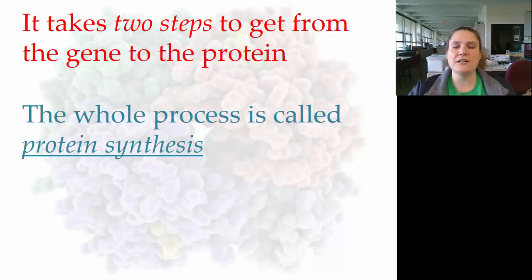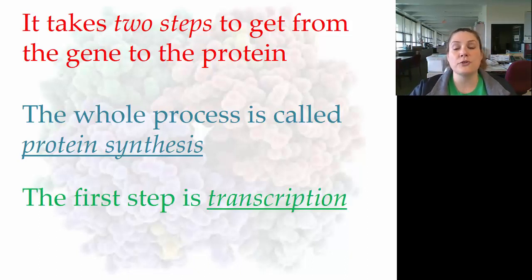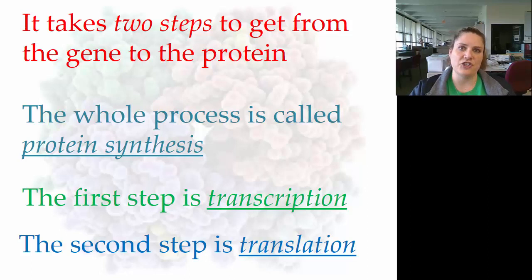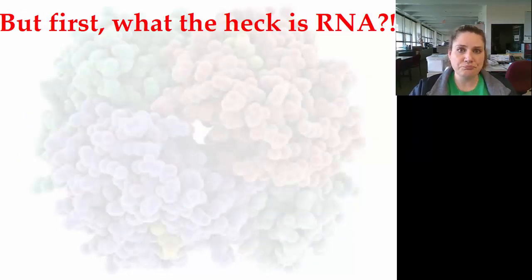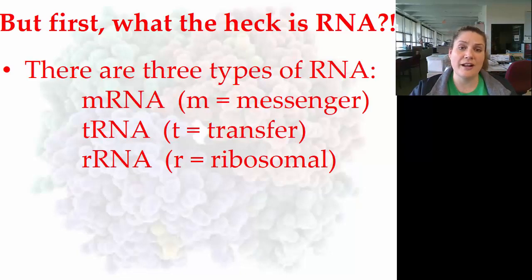So it takes 2 steps to get from the gene to creating the protein. We've talked about how your DNA is your blueprints, okay? That's exactly what it's going to be. The whole process altogether is called protein synthesis, but protein synthesis breaks into 2 parts. There's transcription and there's translation, and I'm going to walk you through the particulars of each one. But before we do that, we have to talk about RNA.